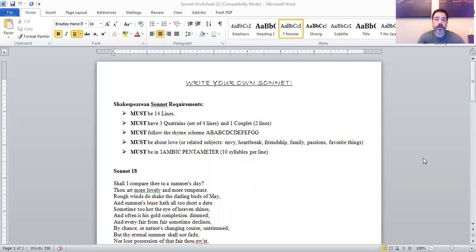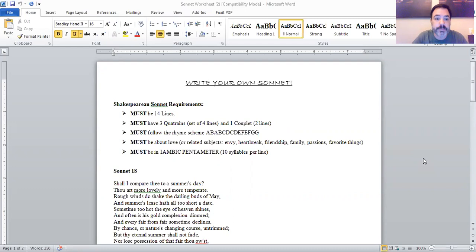So, what are the rules of a sonnet? We've got sonnet requirements. It must be 14 lines long. It must have 3 quatrains. What is a quatrain? It's a set of 4 lines, and 1 couplet, which is a pair of lines. They rhyme with each other. It must follow the rhyme scheme ABAB, CDCD, EFEF, GG.